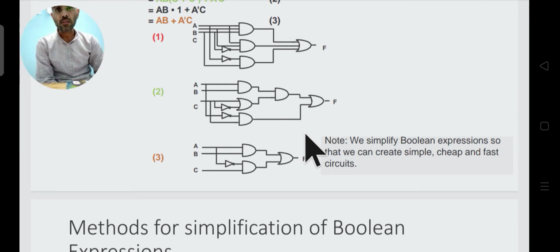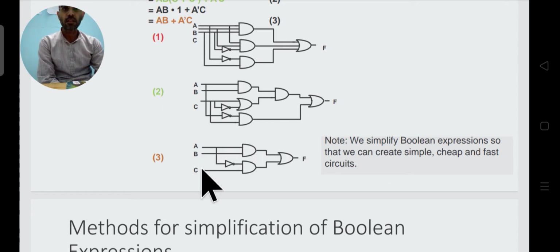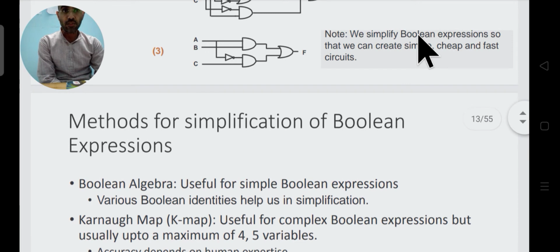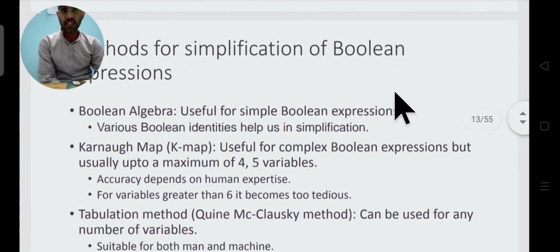So which hardware should we use? I have already told you that we should use the simplest hardware. So in this particular question, this hardware will be more suitable because it has fewer gates. Okay, so this is the reason. But we should have some method to reduce a given function, whichever function is given to us. We should know some techniques to reduce that function to the minimum form. Okay, so in the next few parts we are going to learn these techniques.